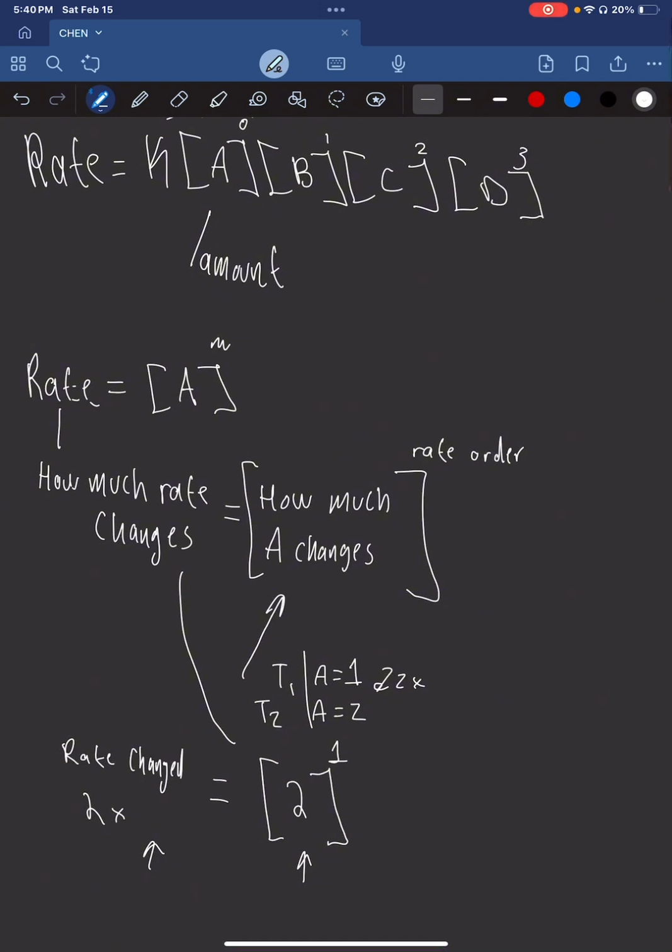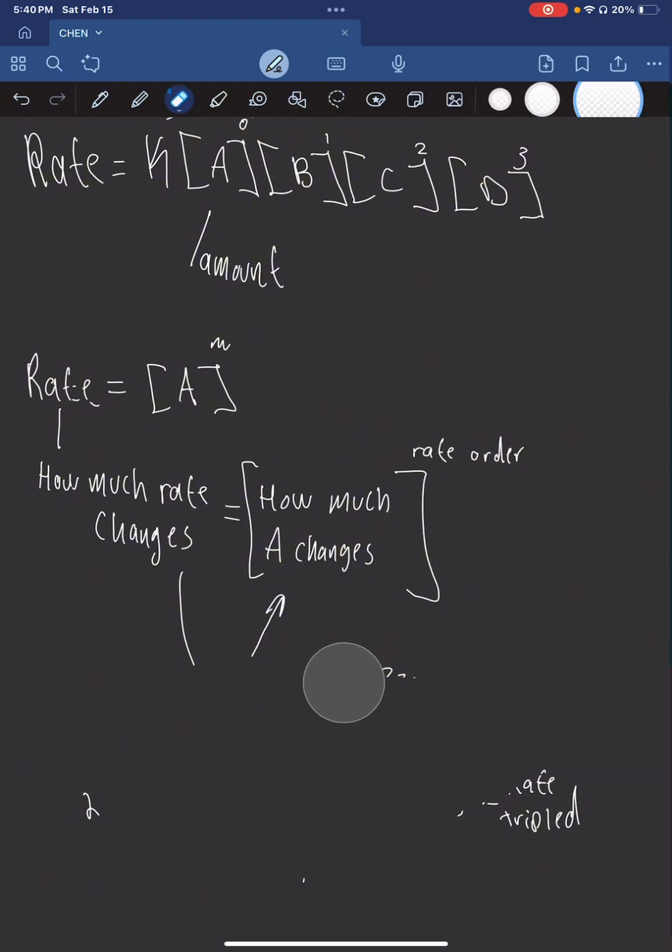Let's say at trial 3, A is equal to 3. Well, A is 3 times, and being a first order, that means the rate tripled. As the concentration of A triples, the rate is going to triple. If it goes up by 5, the rate is going to go up by 5. And that's basically how it works. Let's see what happens if it's a second order reaction.